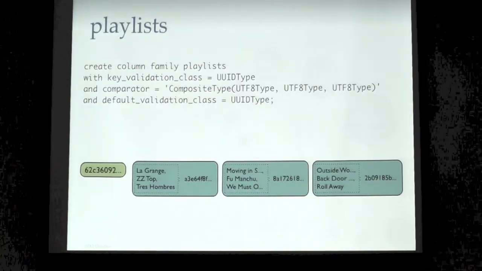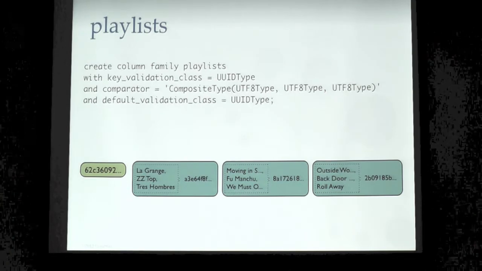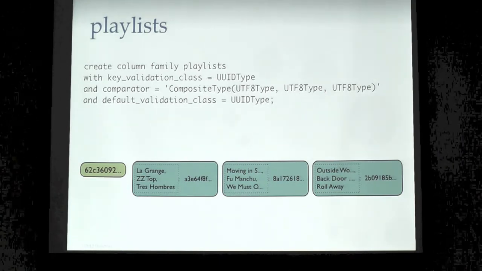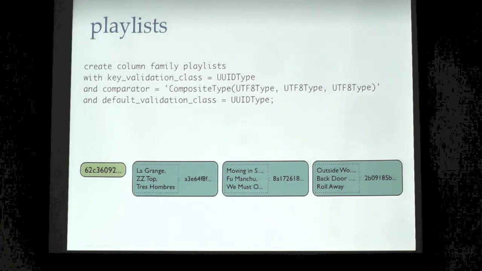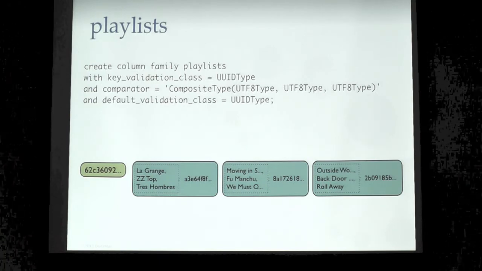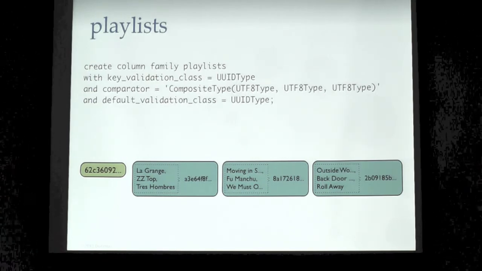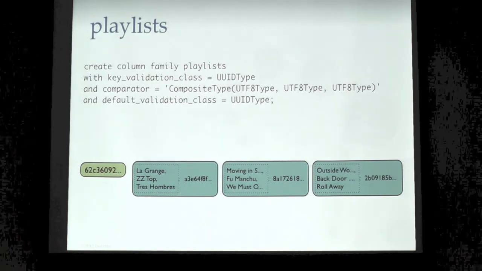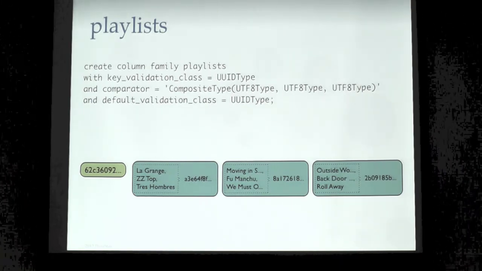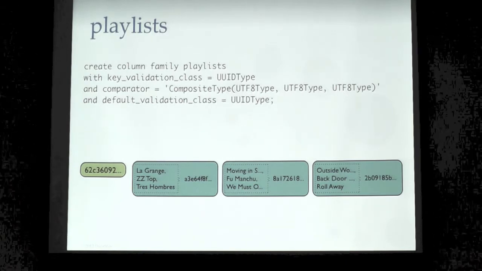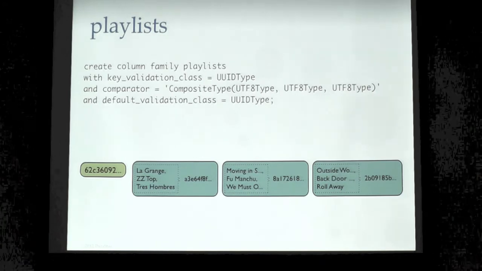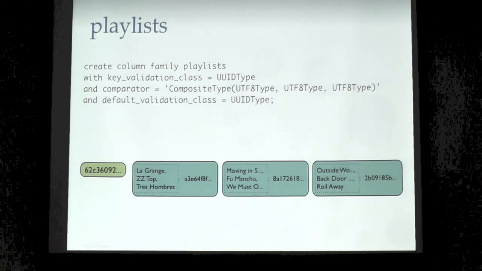And then finally, we're going to have playlists. And here we've denormalized the song information into the playlist entries. Because remember, we don't want to do joins, so we're going to denormalize that information here. And the way we do that is by using a composite type to tell Cassandra that the cell name is going to be composed of 3 pieces of information: the artist, the title, and the album.